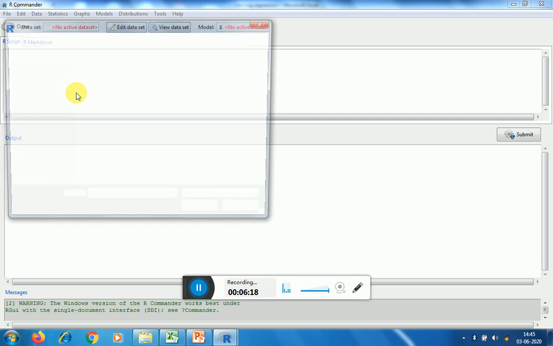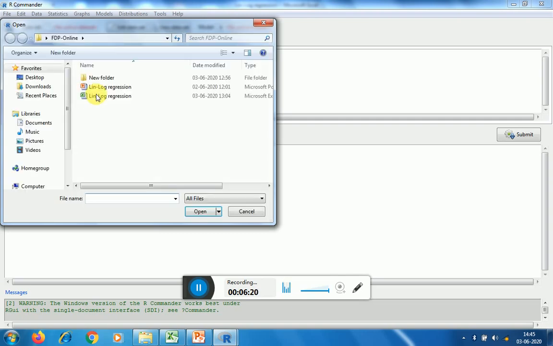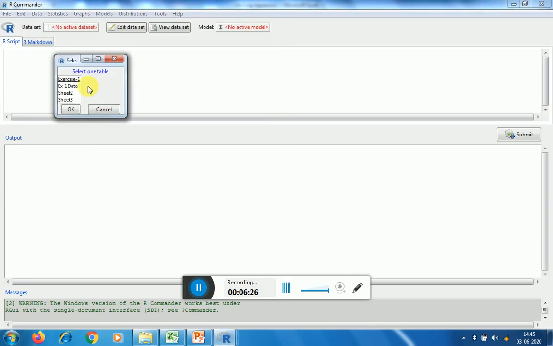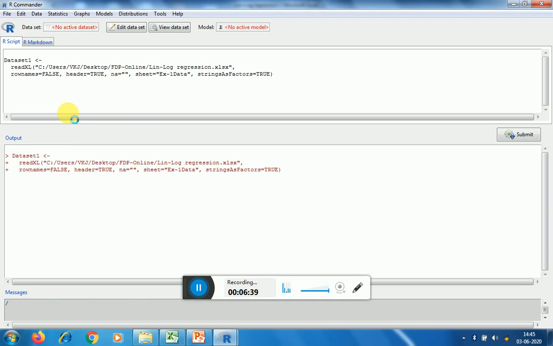Here the Excel sheet linear log regression is opened, so I double click on this. Now this comprises several worksheets. This exercise 1 data I have stored in another sheet, that is example 1 data. So I select this. OK. Now you can view the data set. This dataset 1 is now appearing in the data set, and you can view this data set.